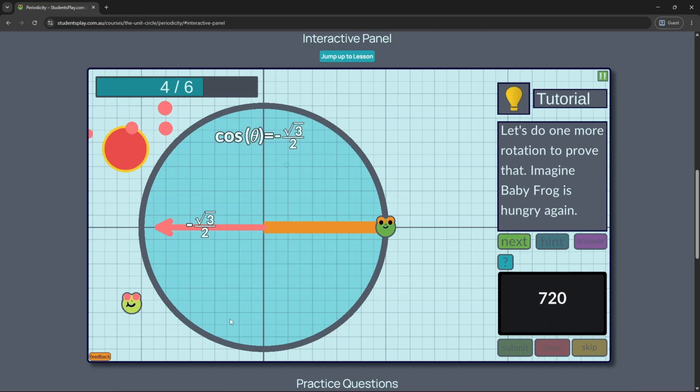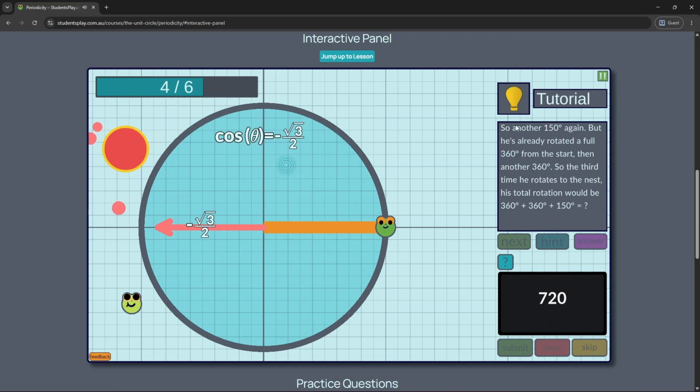Imagine baby frog is hungry again. Look how hungry that guy looks. So another 150 degrees again. But he's already rotated a full 360 degrees from the start, then another 360 degrees. So the third time he rotates the nest, his total rotation would be 360 plus 360 plus 150. Oh, making me use my brain. It'd be like 360, 360 is 720. Extra 150 would be 870. Nice.